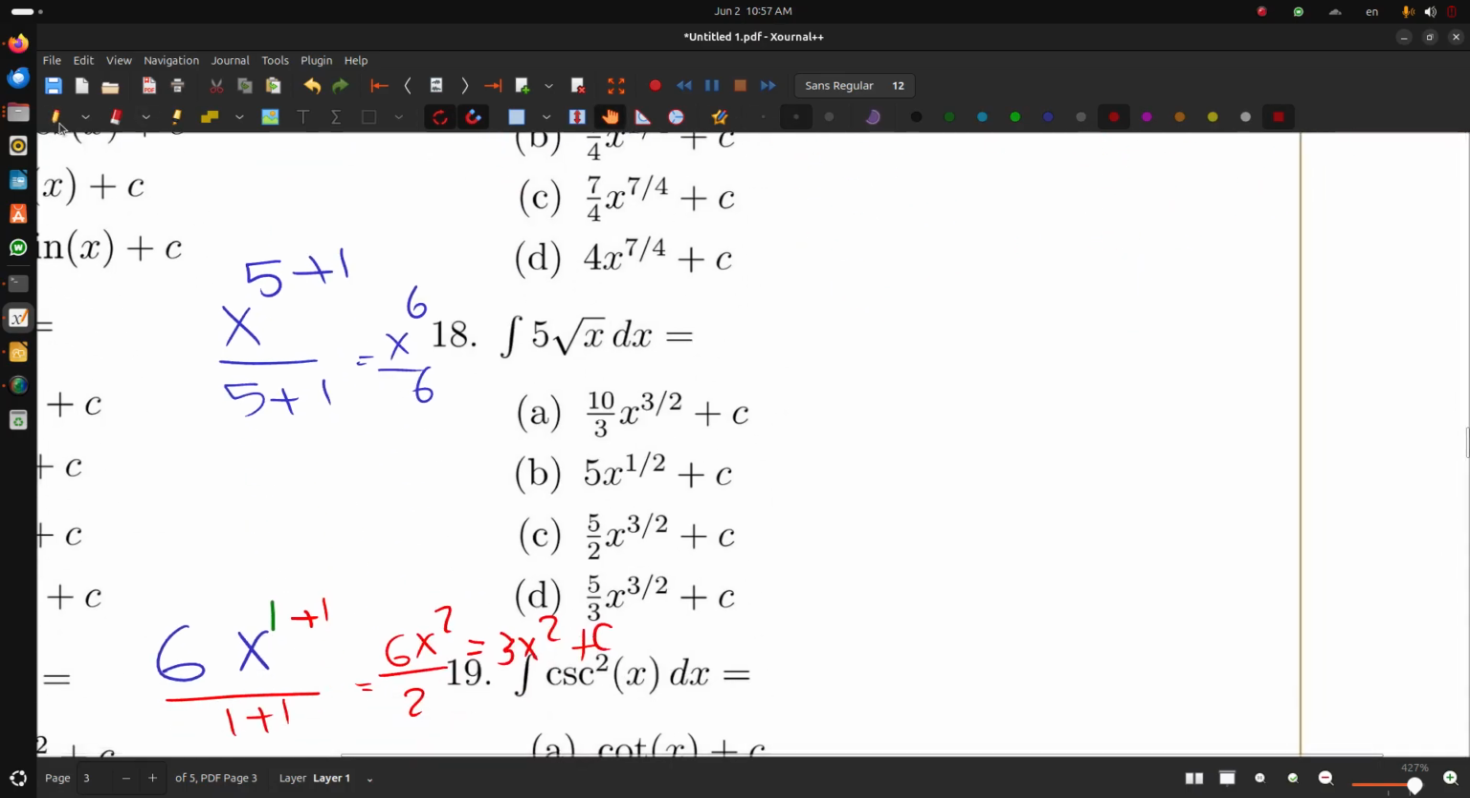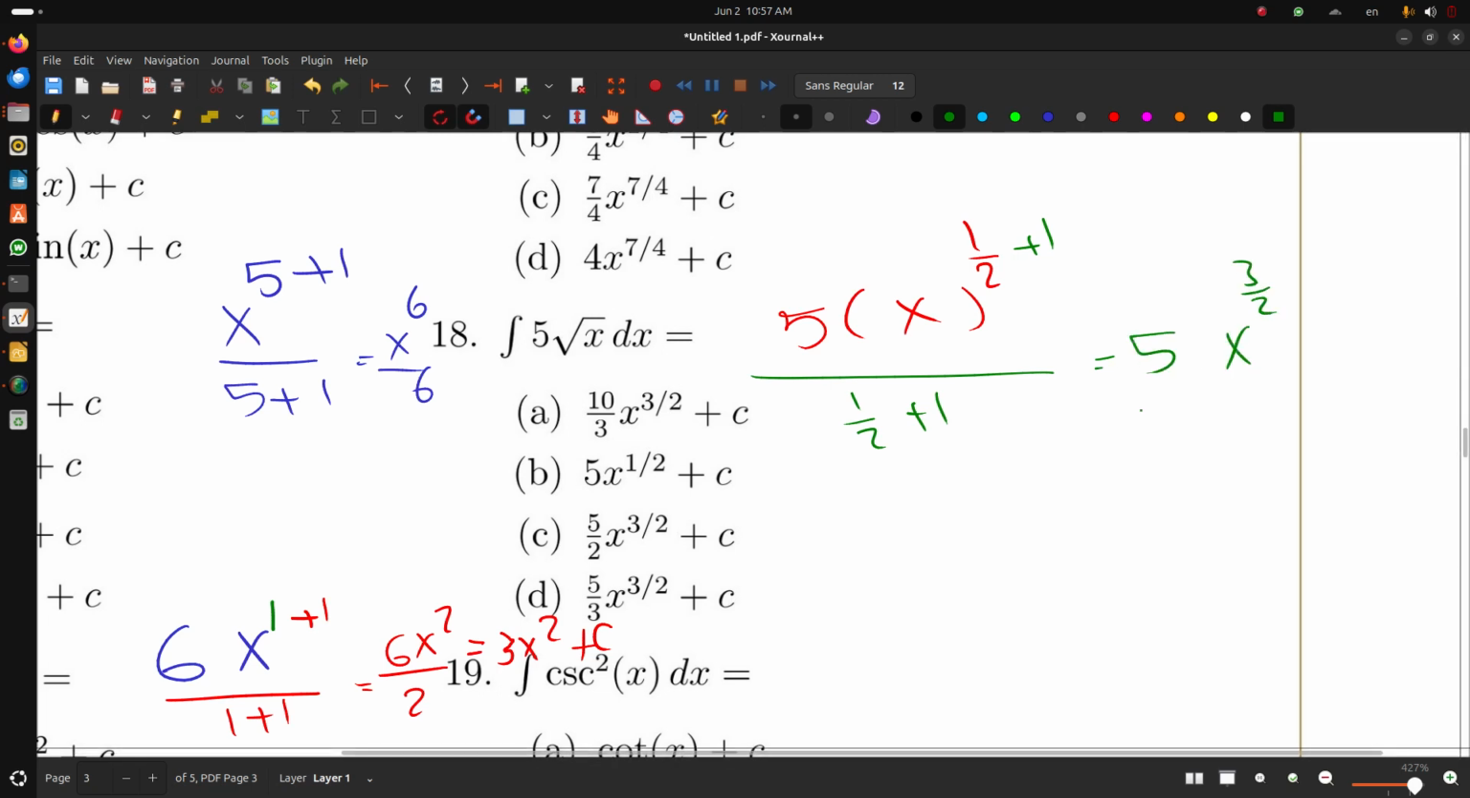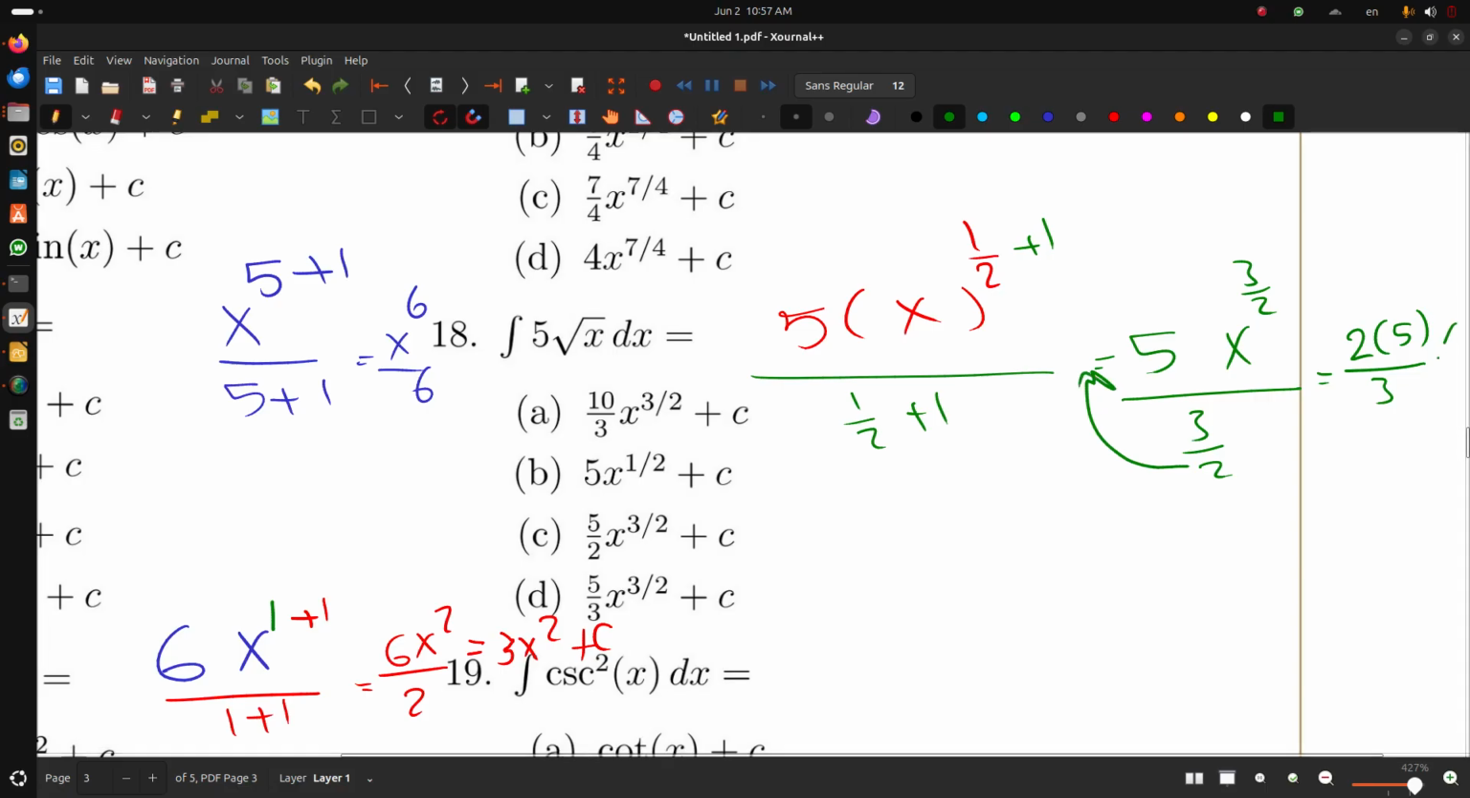Okay, next, this one, you have 5 and a square root. Square root is the same as power half. Use the inverse power rule, add 1 and then divide by the new power. You'll find it to be 5x power 3 over 2 over 3 over 2, which is, after simplifying, 2 times 5 over 3, because you get the reciprocal of this one, x power 3 over 2, and then you will simplify one more time, it will be 10 over 3 x power 3 over 2, which is this one.